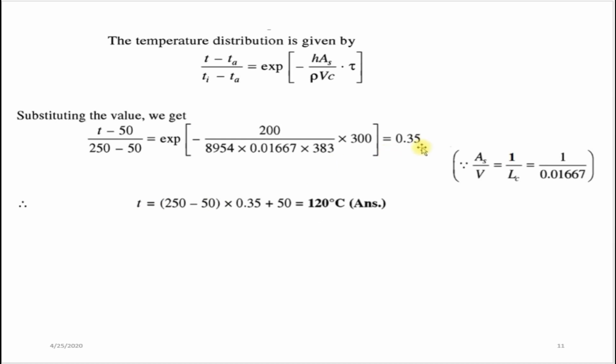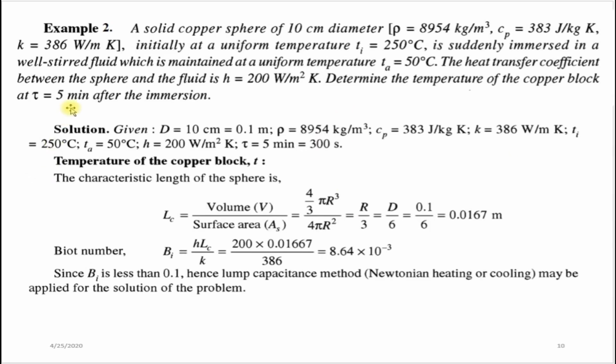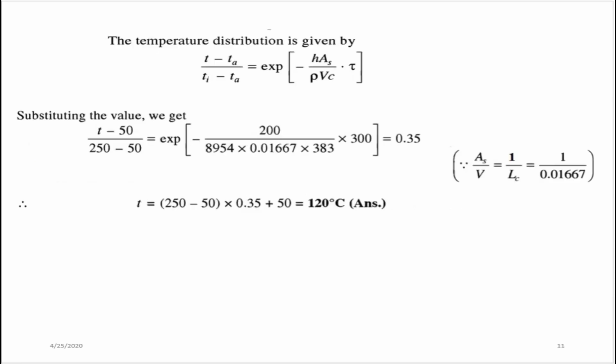That is equal to 0.35. If you substitute, finally you will get the temperature T after 5 minutes of immersion equal to 120 degrees Celsius. One more thing here: time T is given in terms of 5 minutes. That you have to convert into seconds. 5 into 60, that is 300, that they have substituted here. If you substitute all the parameters in this equation, you will get the temperature T after 5 minutes of immersion as 120 degrees Celsius.